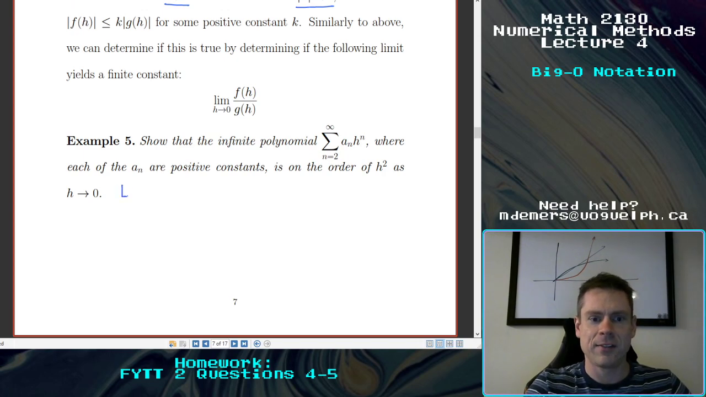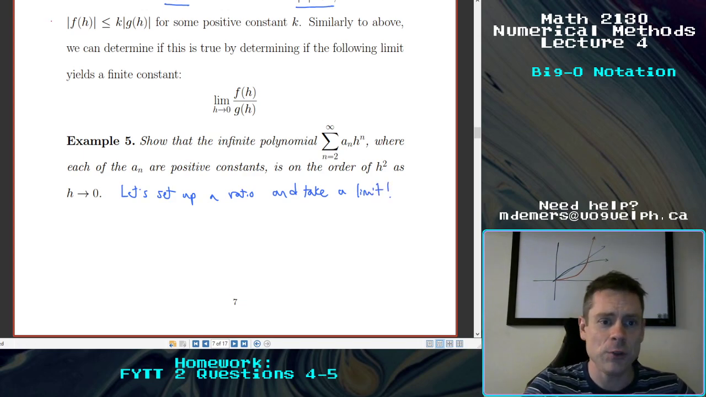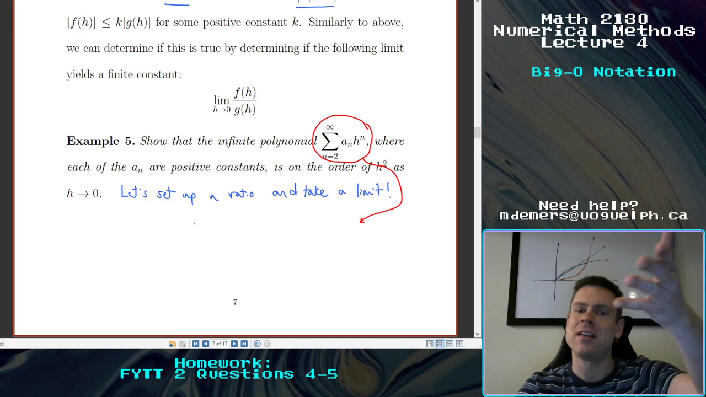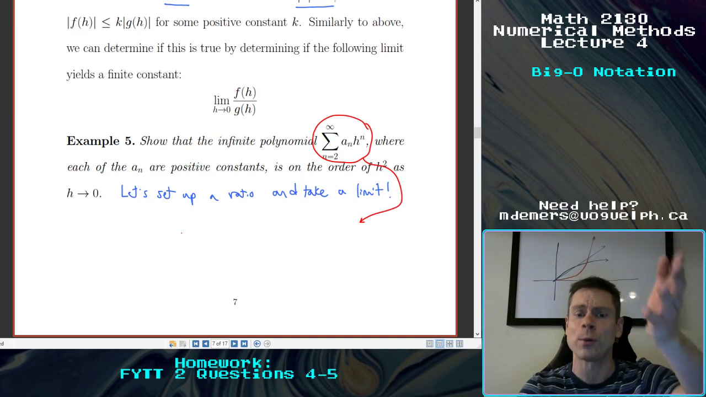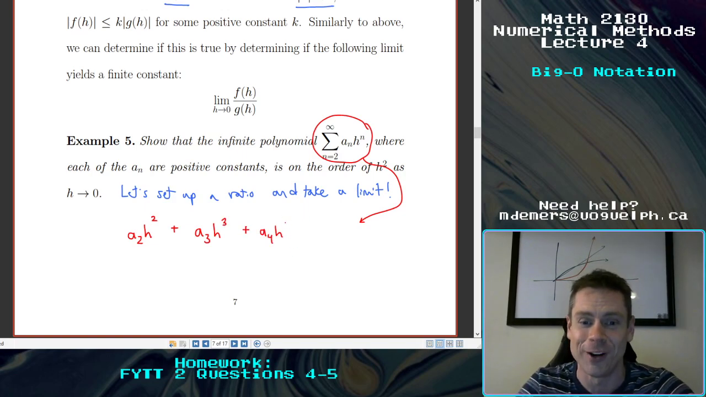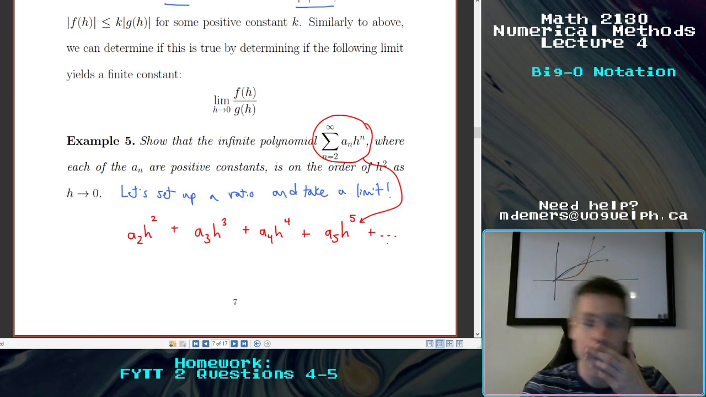Well, let's set up a ratio and take a limit. If you do that, I'm going to just write this out as kind of like a sum from 2 onward. So this is a2 h squared plus a3 h cubed plus a4 h to the 4, plus a5 h to the 5, and this would go onward as long as you would like.